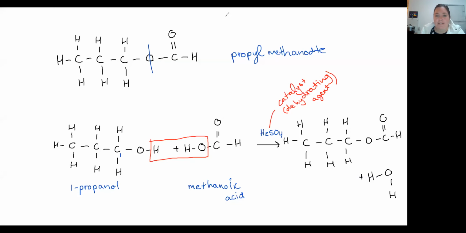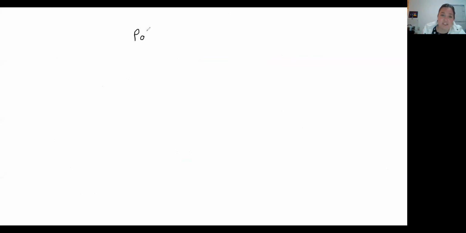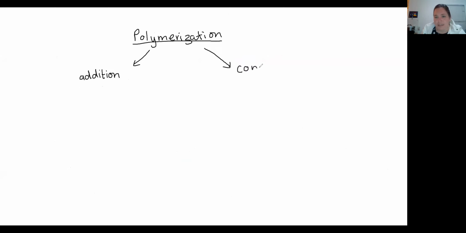Polymerization in an exam is usually worth no more than 4 marks. It's not something that many teachers stress about too much, so it's one of those things that often gets left off. I like polymerization with an S, but I'm going to go with polymerization with a Z. There are 2 kinds of polymerization that you get. You get addition polymerization, and you get one that is called condensation.